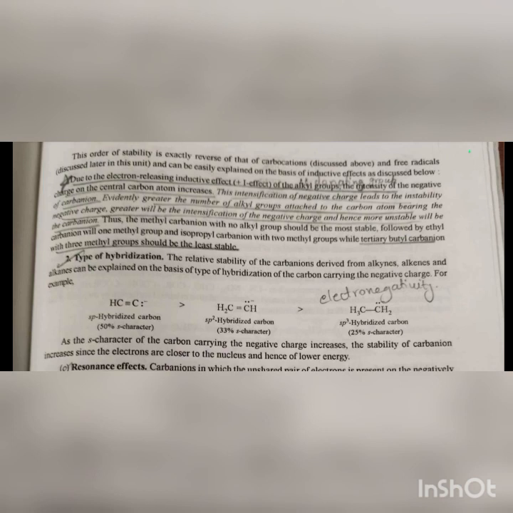As the s character of the carbon carrying the negative charge increases, the stability of the carbanion increases, since the electrons are closer to the nucleus and hence of lower energy.